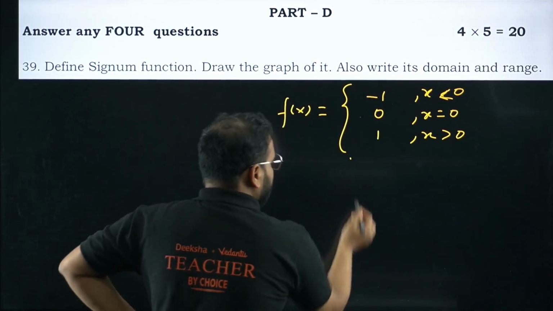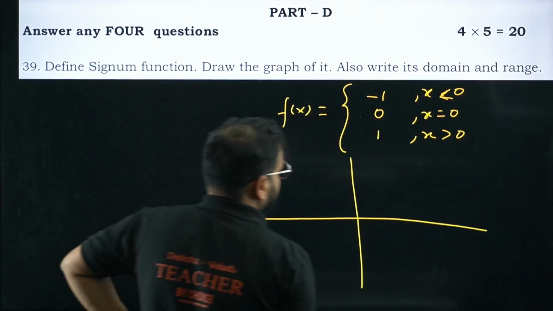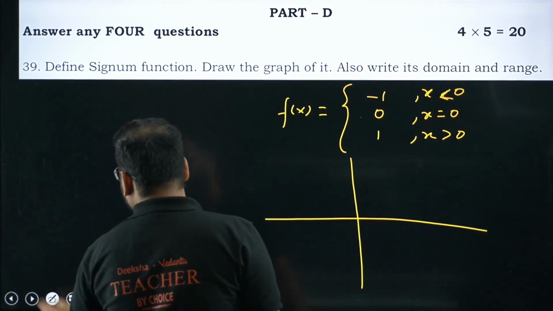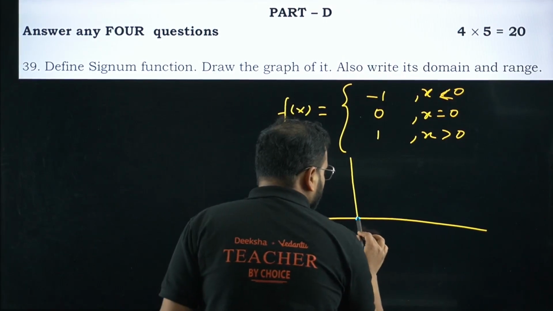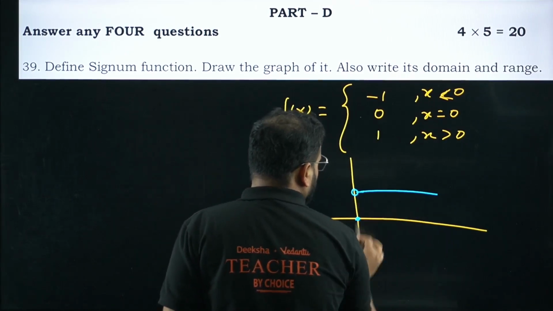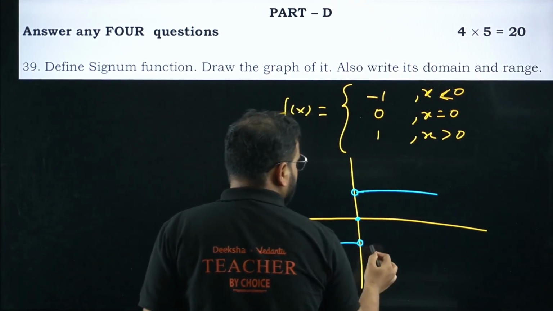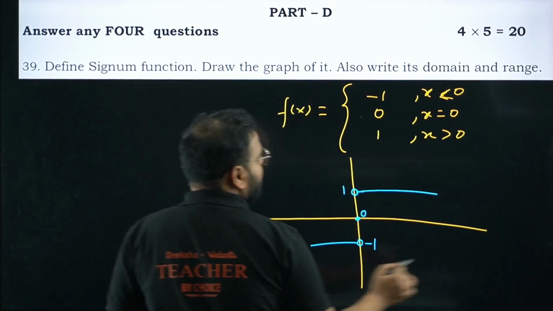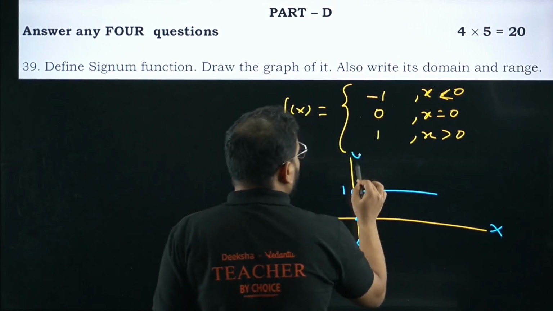And how will the graph look for this, please check. So the graph will be very simple. Have a look here. You'll have a closed 0 over here, here you'll have an open 1, and again an open minus 1. This is minus 1, this is 1, and this is of course 0. This is x, this is y.